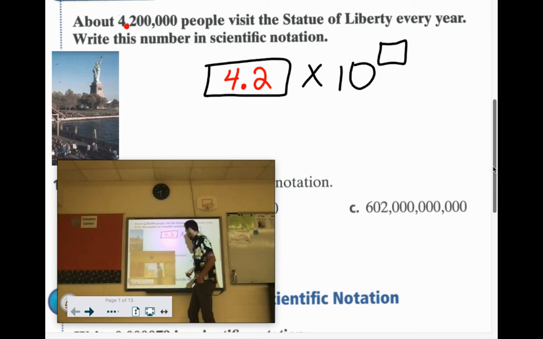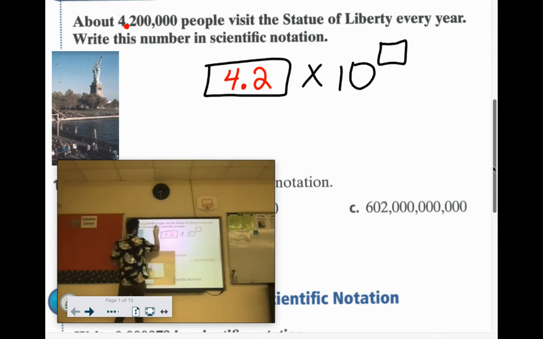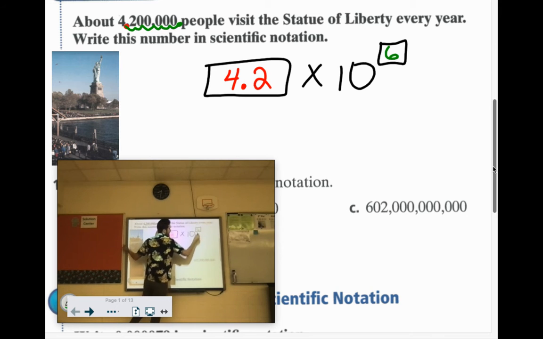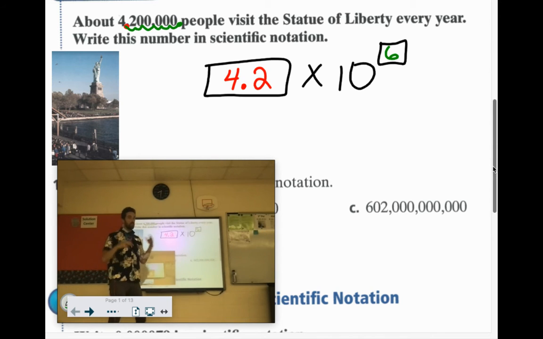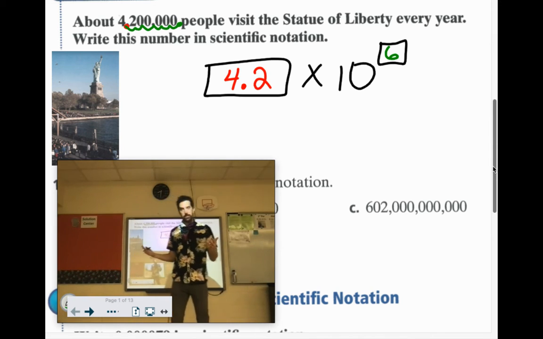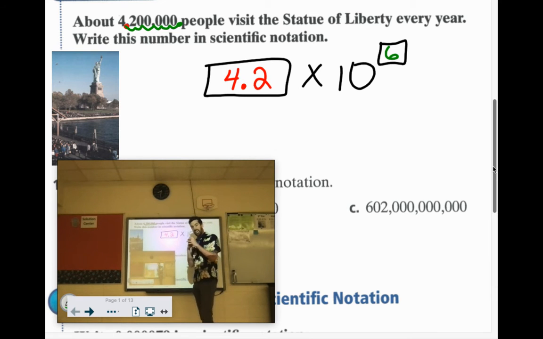4.2. Now, let's count how many places we have to move it from where it is, because currently 4,200,000, it's 0.00000 forever. So how many places did we move it? 1, 2, 3, 4, 5, 6. So 10 to the 6th. So anytime it is a large number, it's going to have a positive exponent. Anytime it's a tiny decimal, that's going to have a negative exponent.